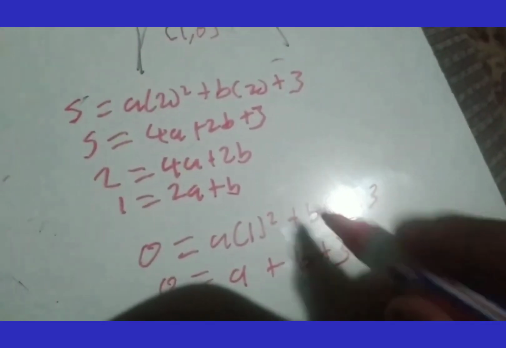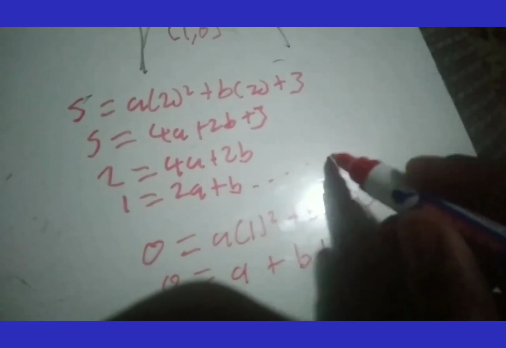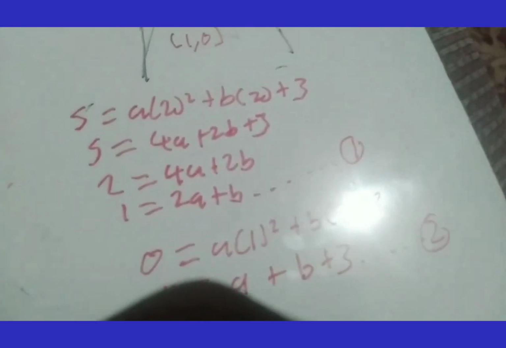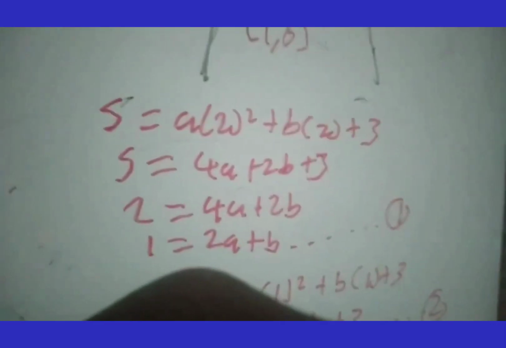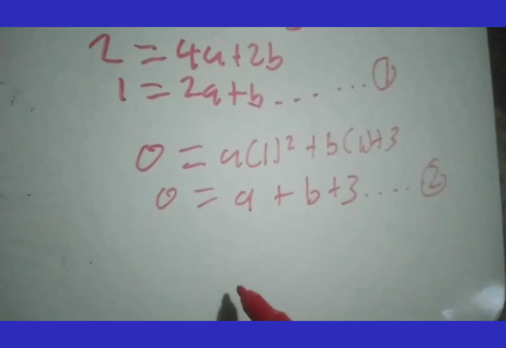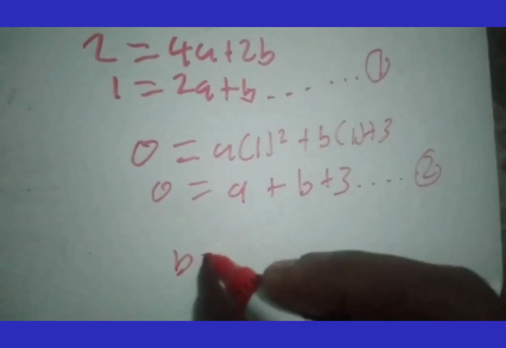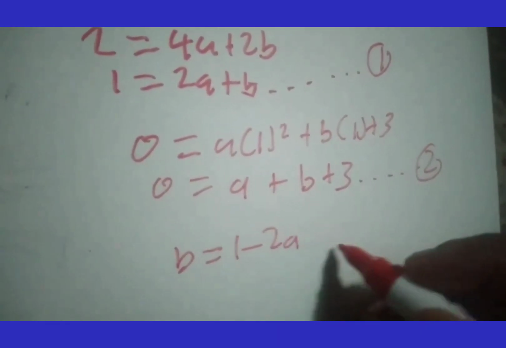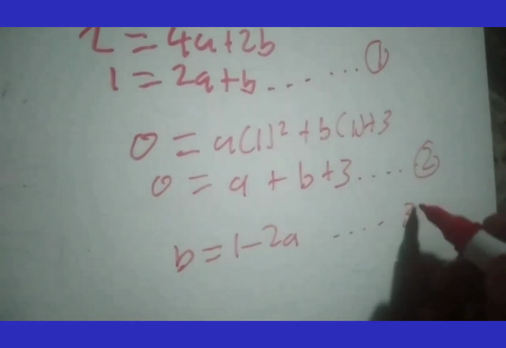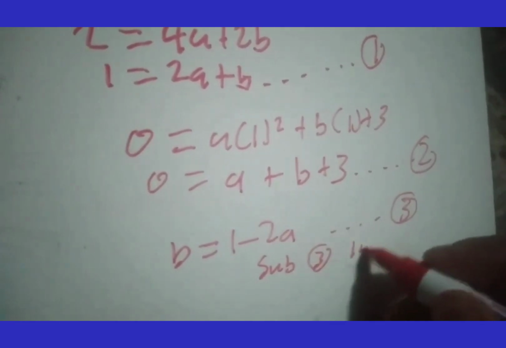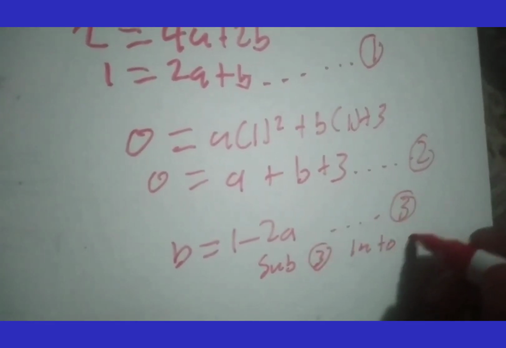So here we've got two equations. So we're going to have equation 1 and equation 2. So we're going to solve simultaneously. I'm going to use the substitution method. So I'm going to create my third equation by making B the subject of the formula. So this is going to be B is equals to 1 minus 2A. So this is going to be my equation 3. And then I'm going to substitute equation 3 into 2, the unmanipulated one.